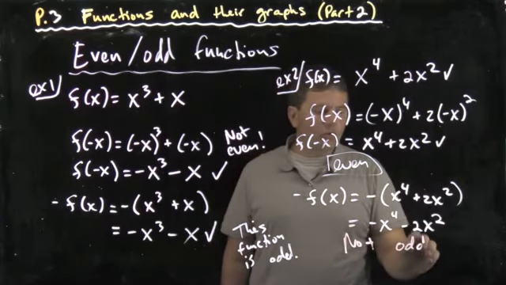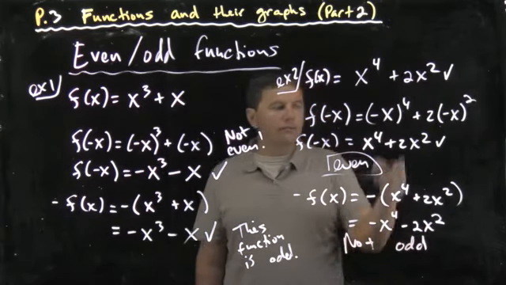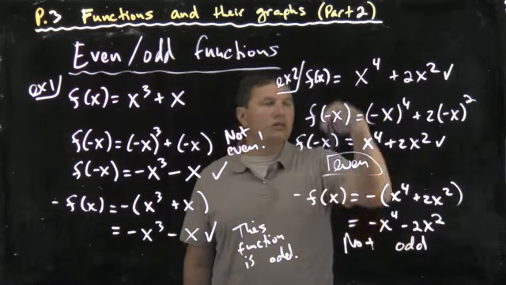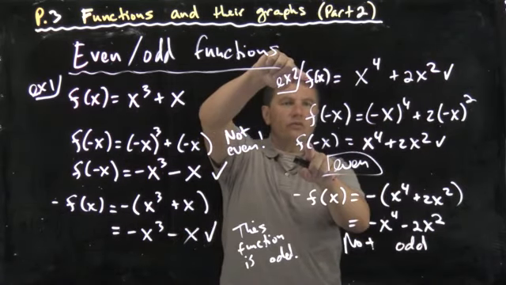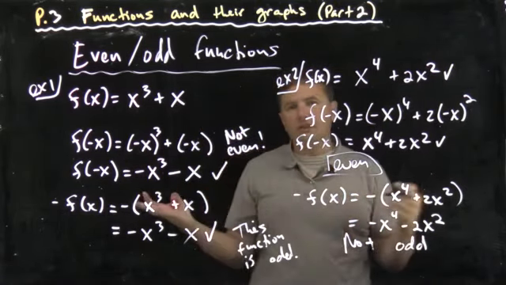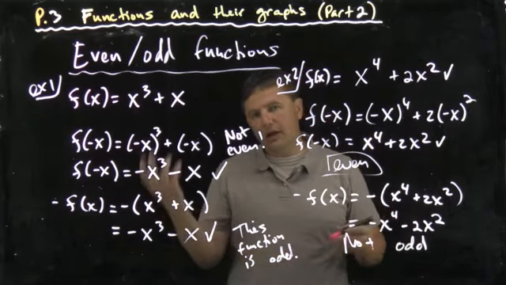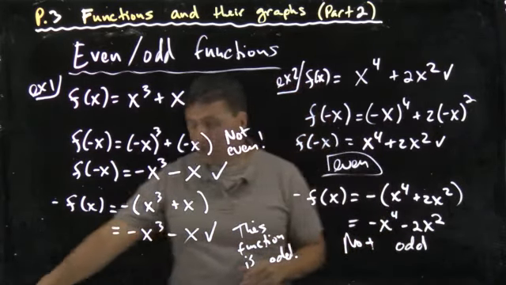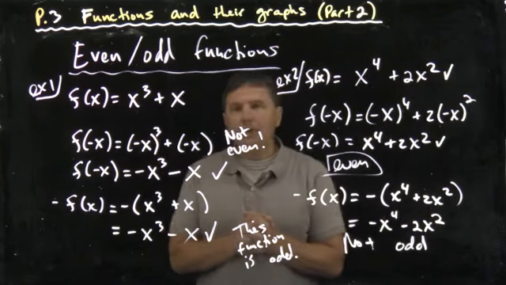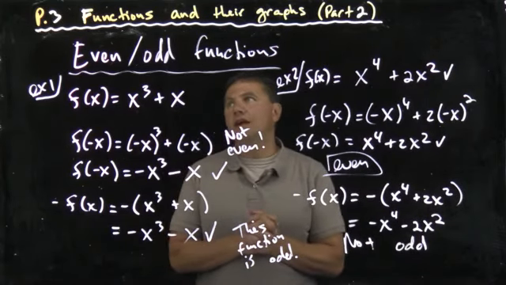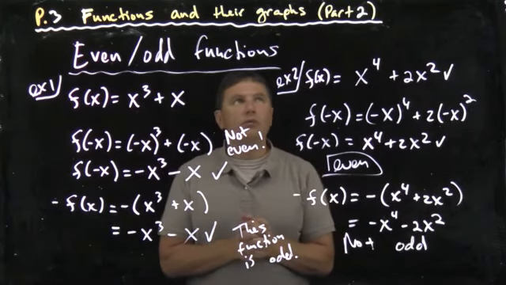If you do have a scenario which will come up where none of these are true, this isn't equal to this and this isn't equal to that, then it's neither even nor odd, which is actually most of the functions are neither even nor odd. So that's it. So that's our prerequisite section 3, part 2.